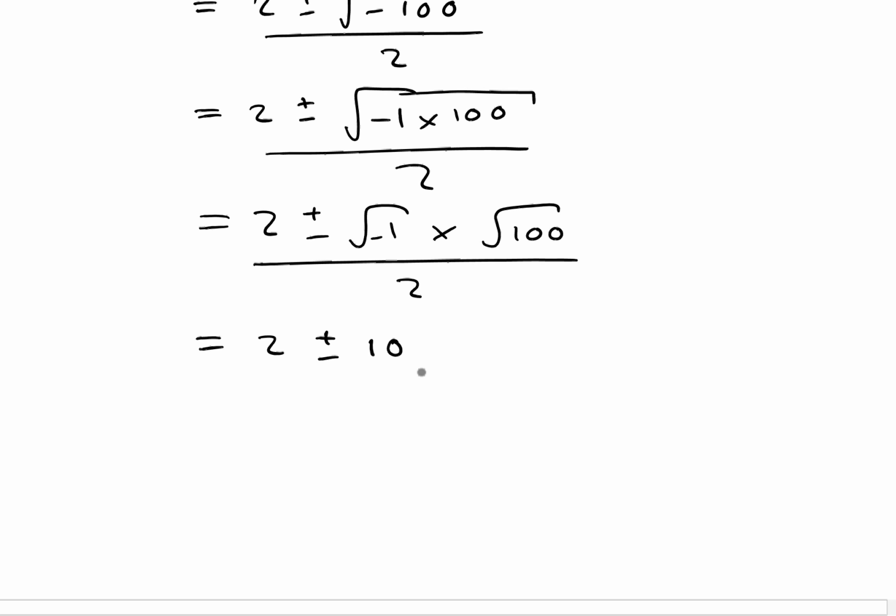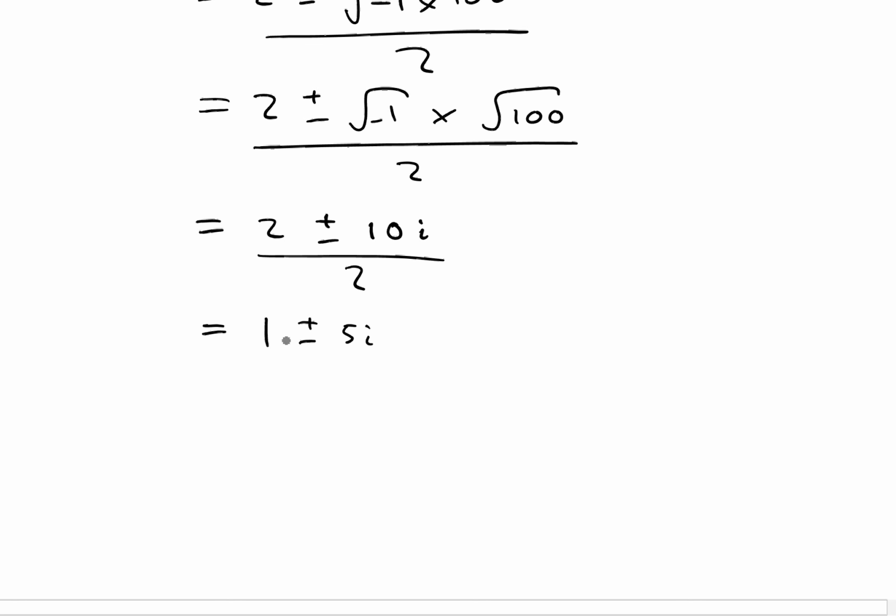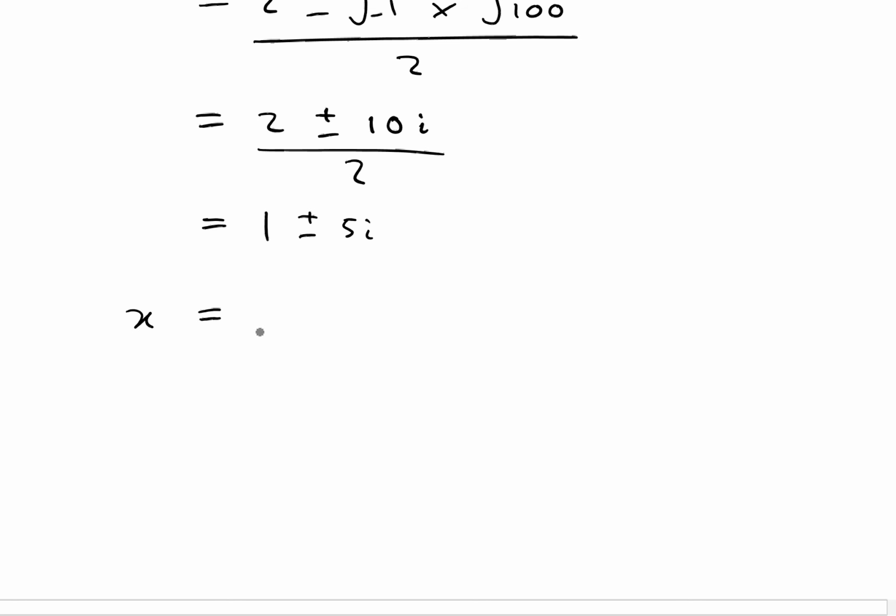Now root negative 1, sorry. The square root of negative 1 is just an imaginary number, it's i. Okay, and that's all over 2. And now that becomes 2 over 2, which is 1, plus or minus 10 over 2, which is 5i. Okay, and so that is our third root. Okay, so we've got 2 roots. We've got x equals, from this quadratic up here, we've now got two complex roots. We've got 1 plus 5i, and we've also got 1 minus 5i.